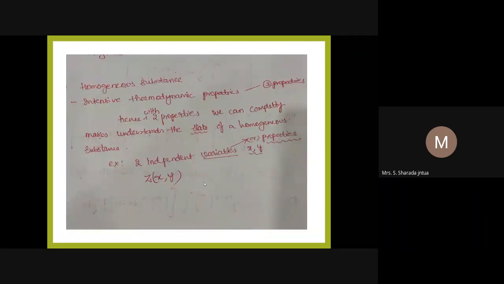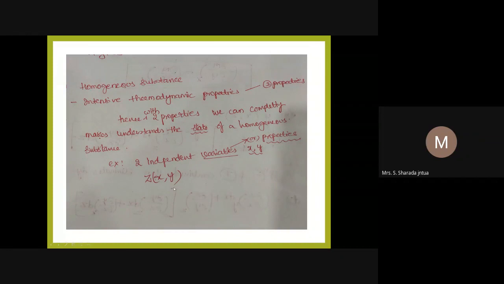So let us take homogeneous substances. Homogeneous substance means one phase. Let us take intensive thermodynamic properties. I am taking two properties which completely define the state of a homogeneous substance. Let us take two independent properties or variables. In mathematical expression you say variables, whereas in thermodynamics or engineering you use them as properties.